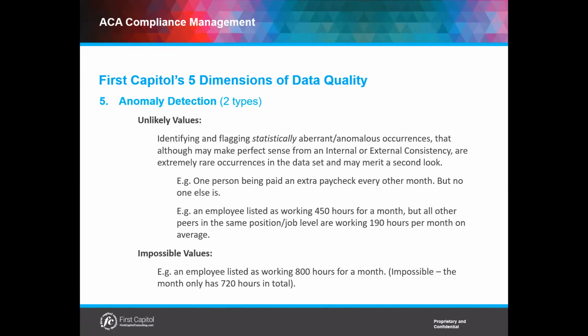Another category is values that are just impossible, right? So, for example, if an employee is listed as working 800 hours of service for a month, that can't be true because a month with 30 days is only 720 hours. So just flagging these types of occurrences so that they can be investigated further. The data can be cleansed, ingested, and re-ingested into the platforms, and that way the ACA analysis that takes place is accurate.